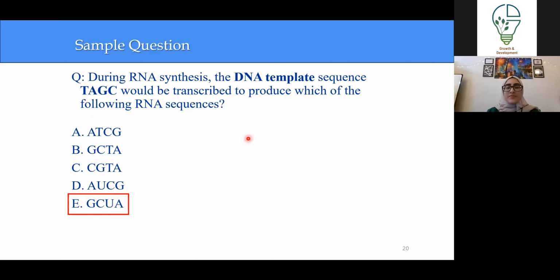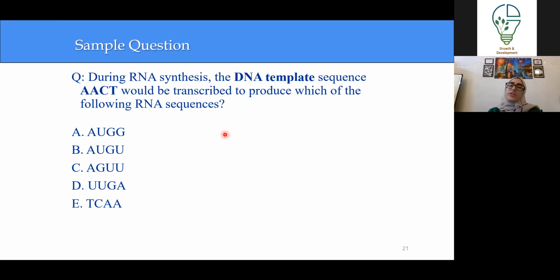All right, one more question, just to make sure you guys understand this, because it's very likely that a similar question will be in your midterm. During RNA synthesis, the DNA template sequence AACT would be transcribed to produce which of the following RNA sequences? Which one would it be? I see more people saying C. You guys are correct. MashaAllah, you guys are getting it. Good to know. All right, so the answer is C.